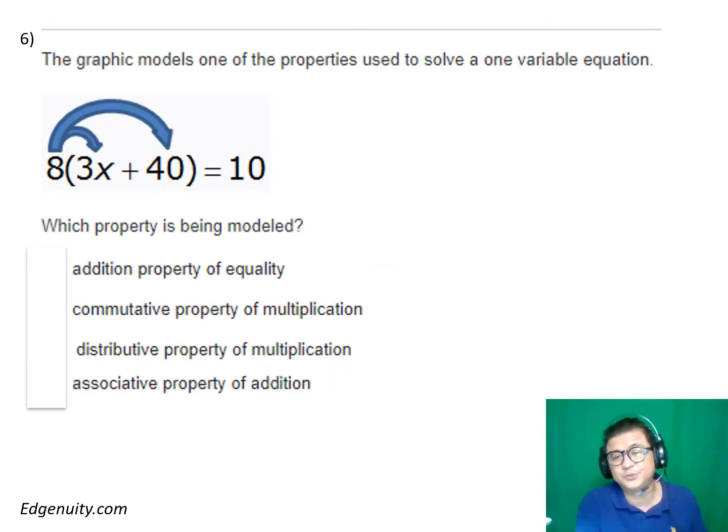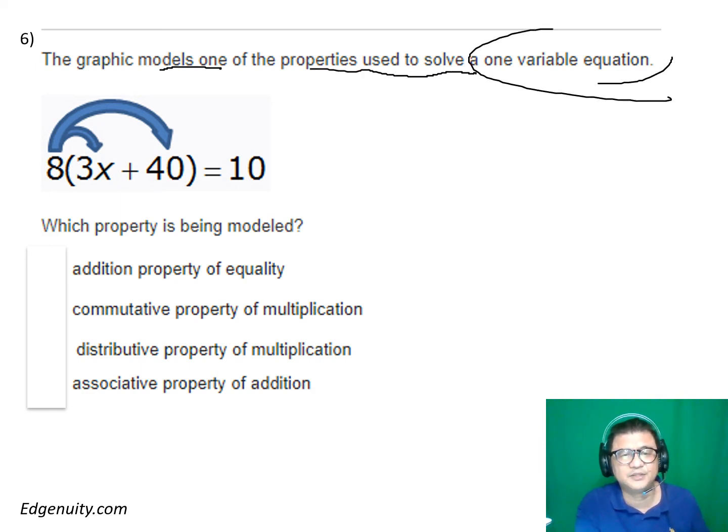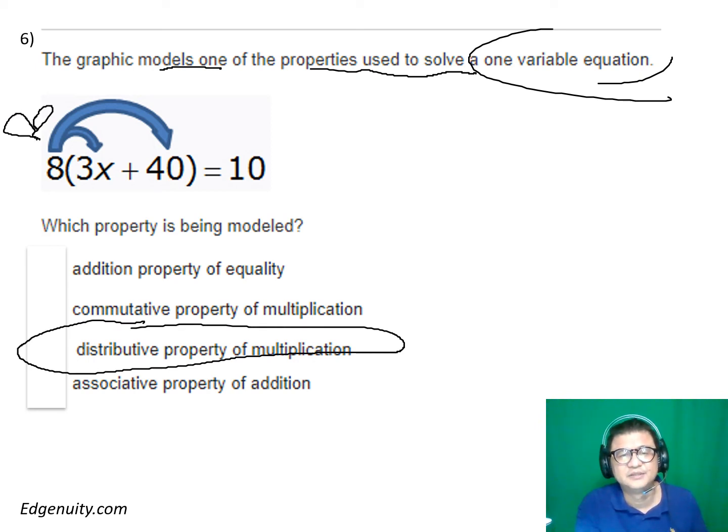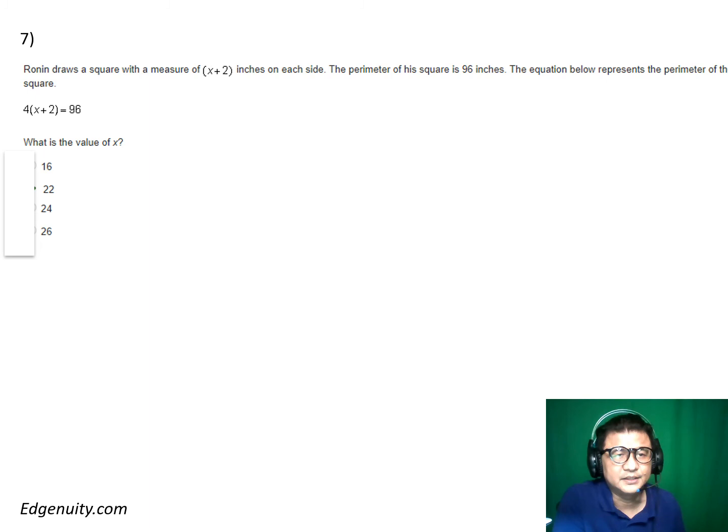Let's now do Ingenuity problems. The graphic model of the properties used to solve one variable equation. They're telling you, what are we doing here? Oh, we've been doing that. What do you call it? Distributive property. You distribute the love, right? Distribute, it's like the parents' love being distributed to the siblings. Okay, next problem.